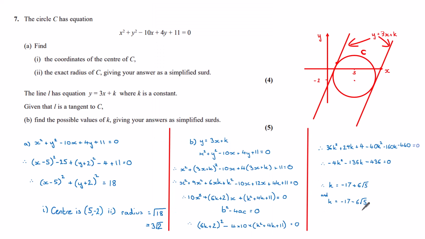And as we've seen, our two values of k are minus 17 plus 6 root 5 and minus 17 minus 6 root 5.